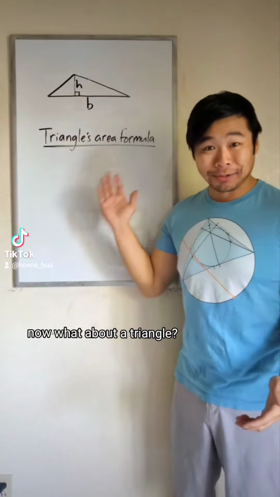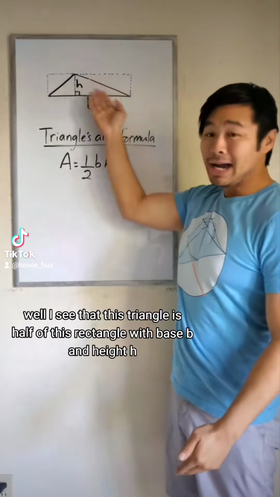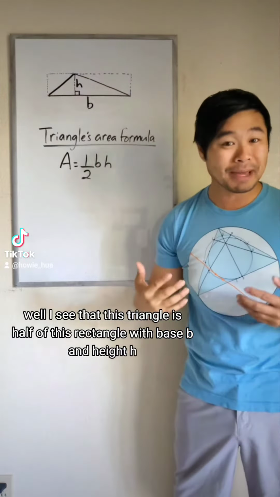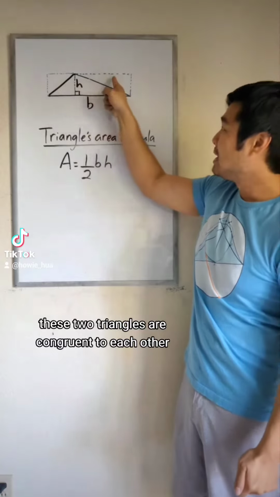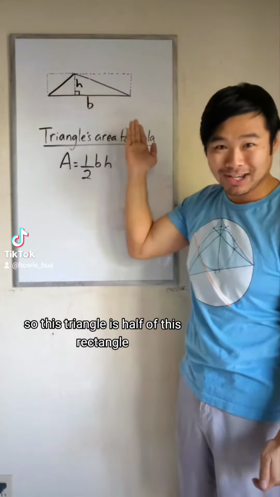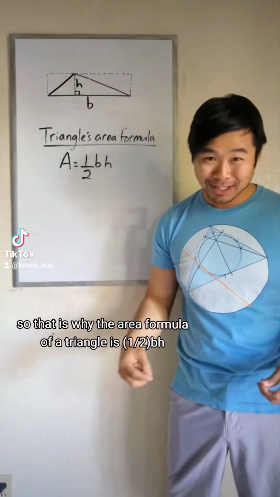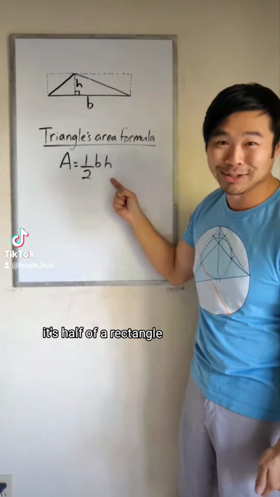Now, what about a triangle? How can we relate this to a rectangle? Well, I see that this triangle is half of this rectangle with base b and height h. These two triangles are congruent to each other, so this triangle is half of this rectangle. So that is why the area formula of a triangle is half base times height. It's half of a rectangle.